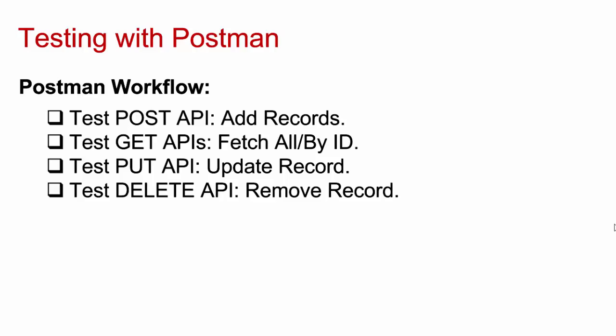Application is started. For testing with Postman, we are going to test the following: the post API for adding or creating records, the get API for fetching all records or by ID, the put API for updating records, and for delete we would remove one sample record.